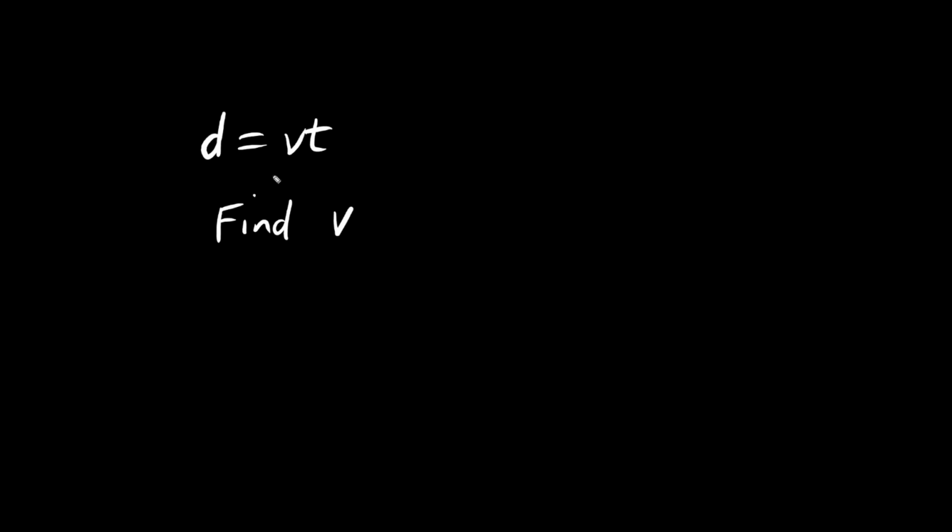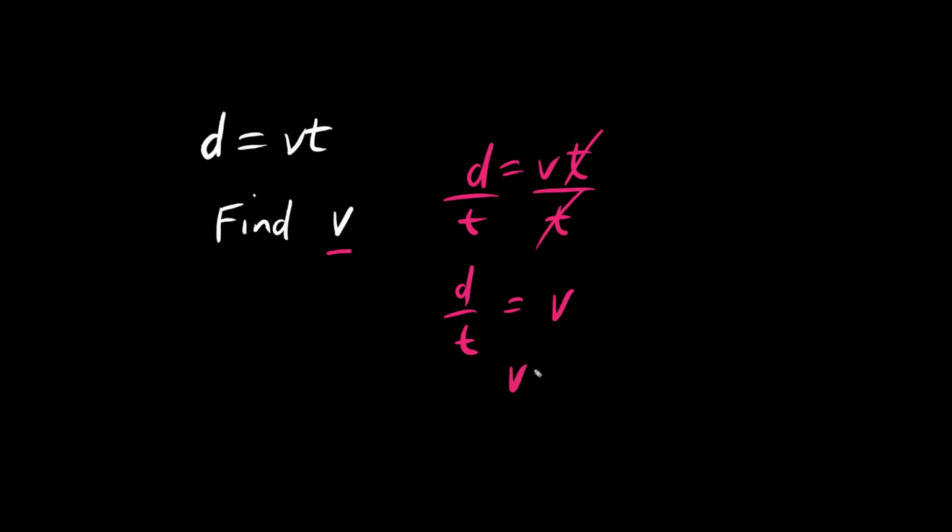Distance equals velocity times time. Let's find the velocity v. We divide both sides by t. And by doing so, these t's cancel out. So v equals d over t, or velocity equals distance over time.